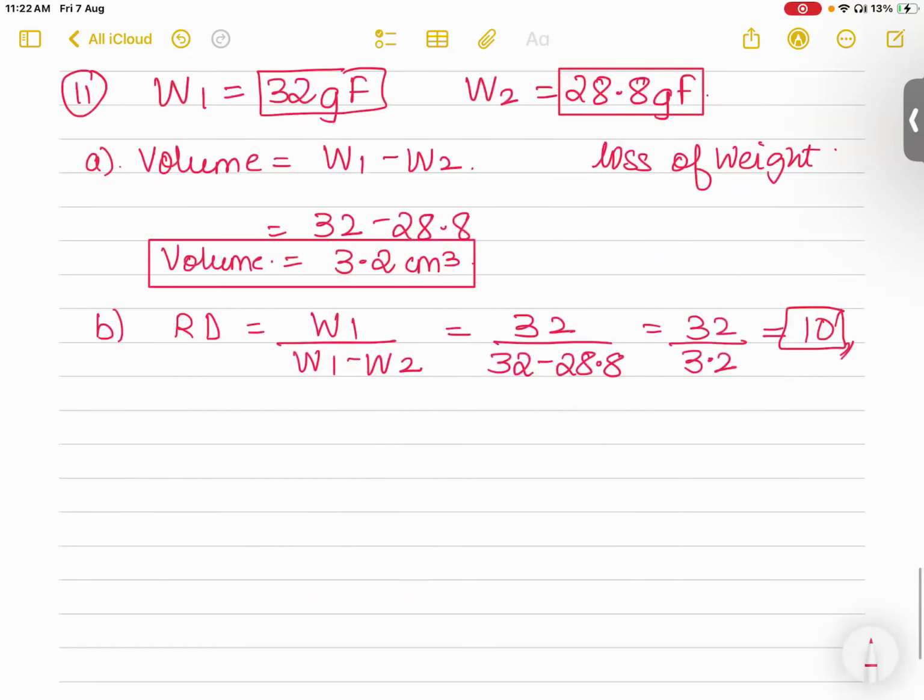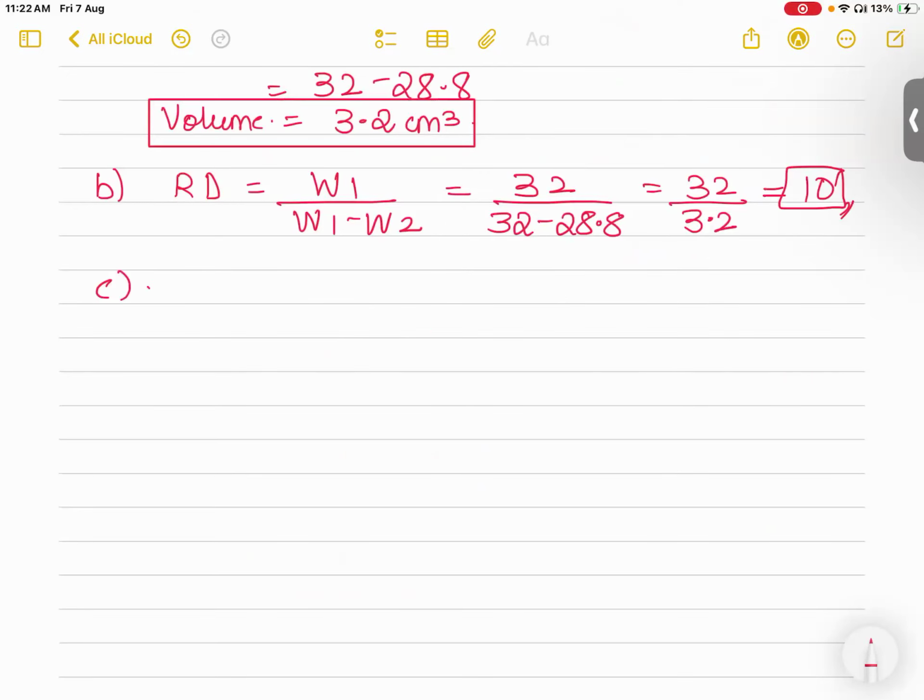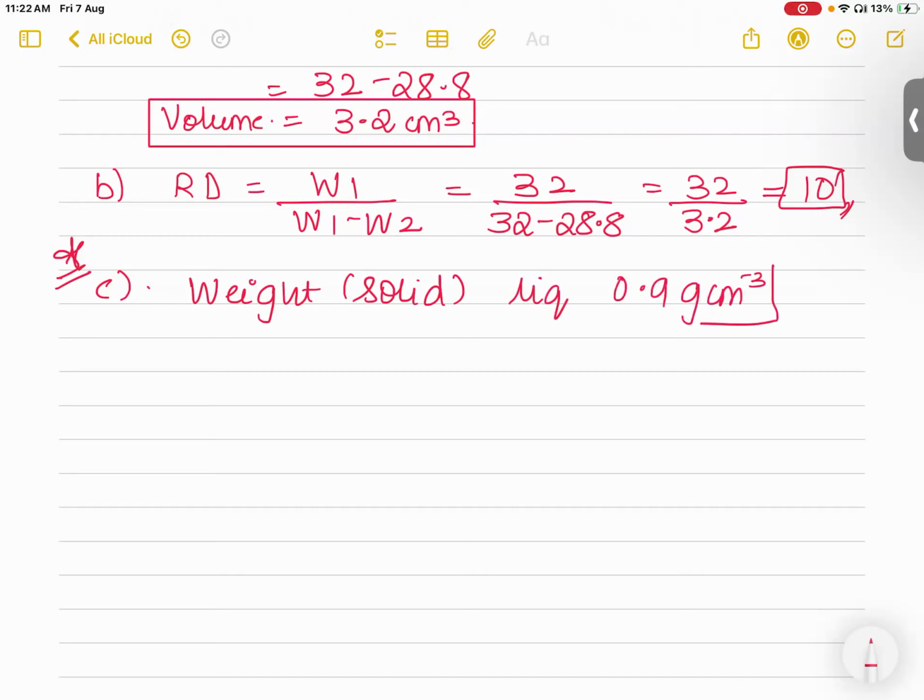After B comes the C part. C part is to calculate the weight. Now, this is important, something different. Calculate the weight of the solid in a liquid whose density is 0.9 g cm raised to minus 3. Oh guys, here there is a twist. I am supposed to calculate the weight of the solid in a liquid whose density is 0.9.